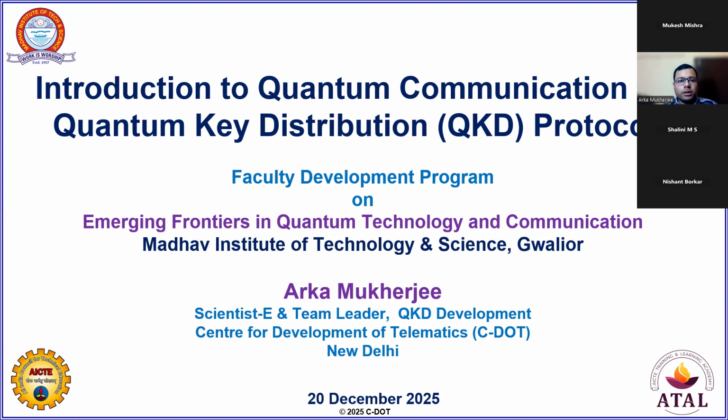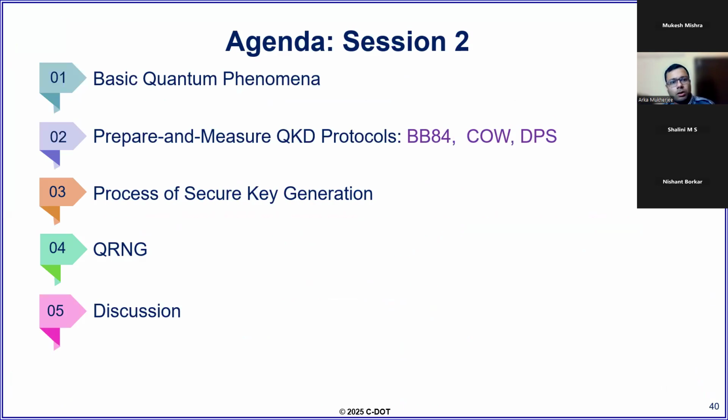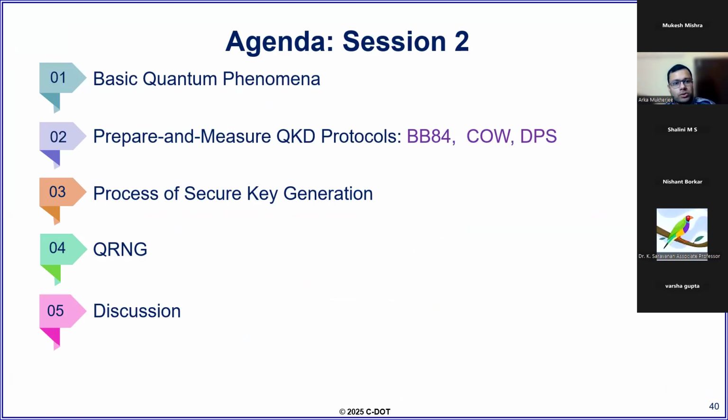Okay. Yesterday I talked about QKD protocols, and there was one type called prepare and measure protocols, in which there are Alice and Bob. Alice acts as the transmitter and Bob as the receiver. Before going to these prepare and measure protocols, I will briefly cover some of the basic quantum phenomena. I think most of you are aware of it, so it is just a recap.